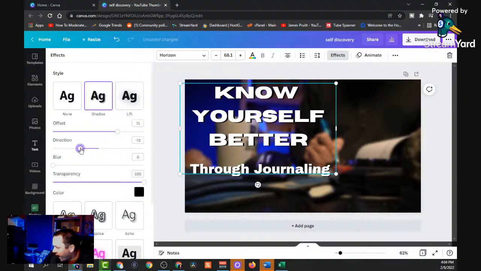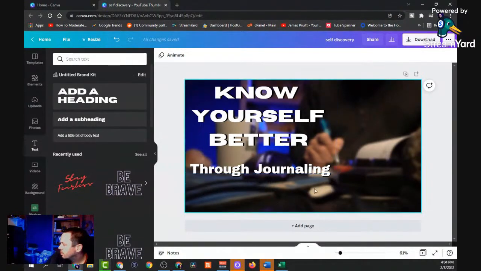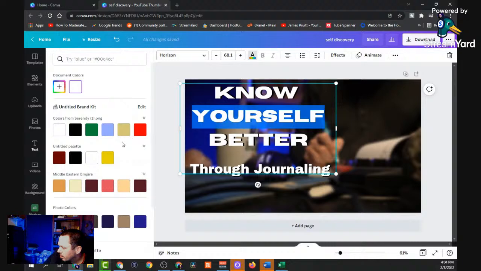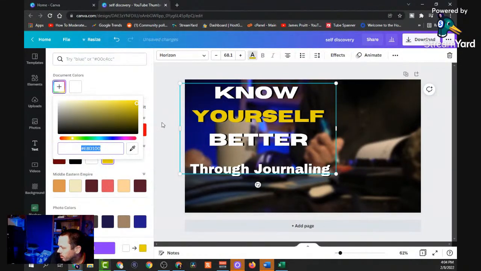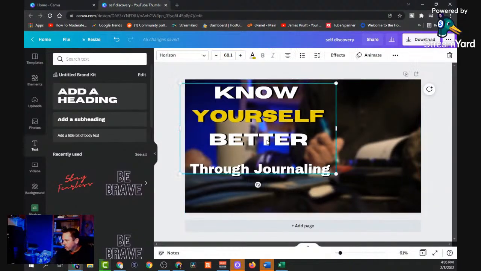Effects. Let's do that direction just a hair more. There we go. Now we can see that looks pretty good lined up. Know yourself better through journaling. And I'm going to add a little pop of color there. Make that bright yellow. I'm going to increase that size.